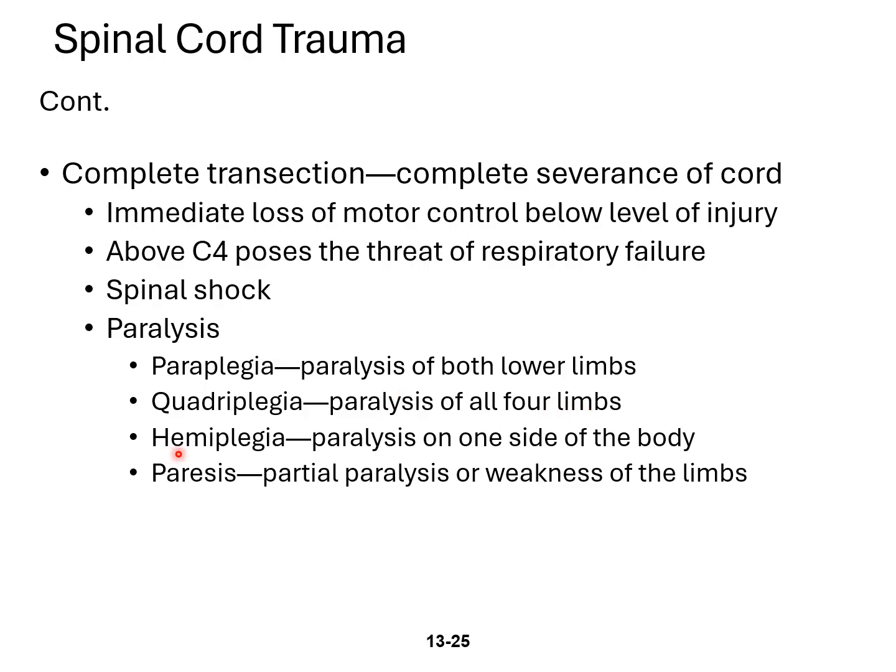Hemi, mostly stroke victims, this is when they're paralyzed on one side of the body. And then paresis is partial paralysis or weakness of the limbs. And this can occur in diabetes and other conditions where blood flow problems can damage the nerves, and this can just be weakness of the limbs. Muscular dystrophy starts like this too, but that gives us an idea of what's happening in the spinal cord.